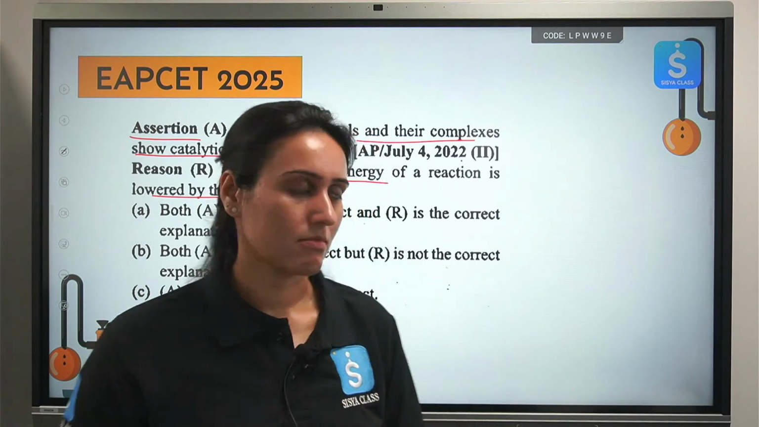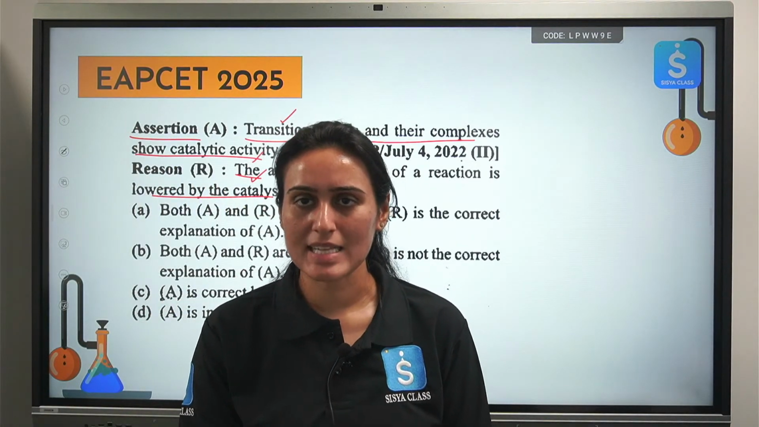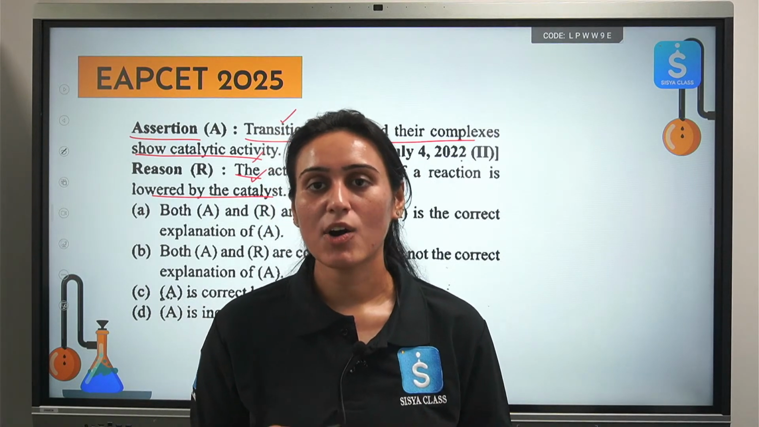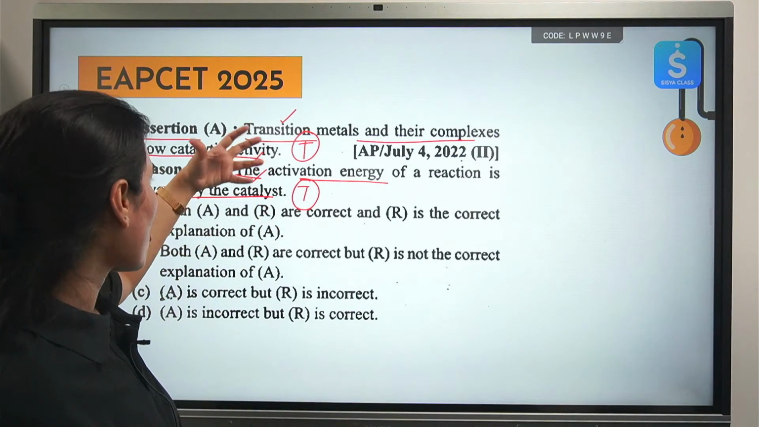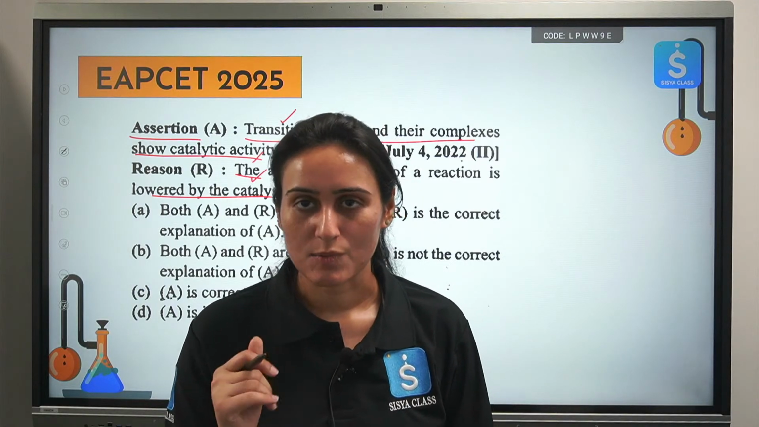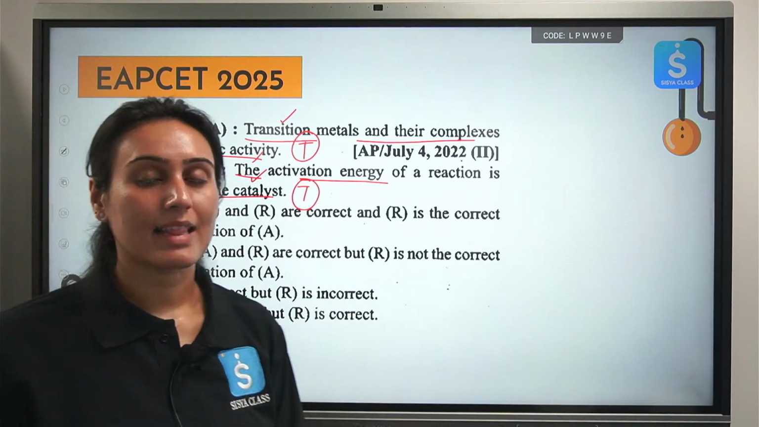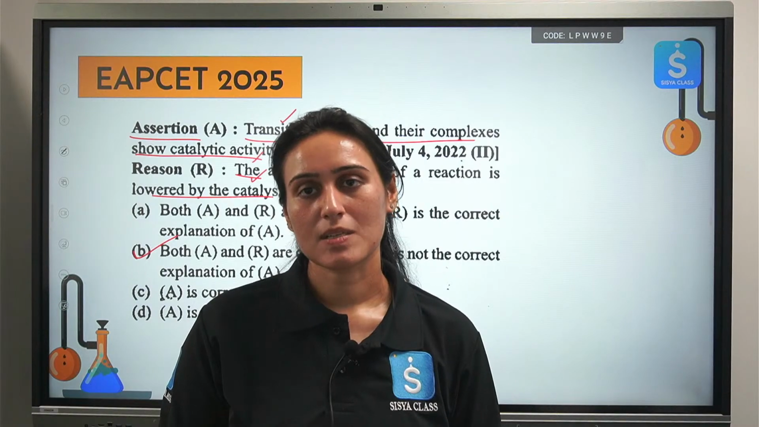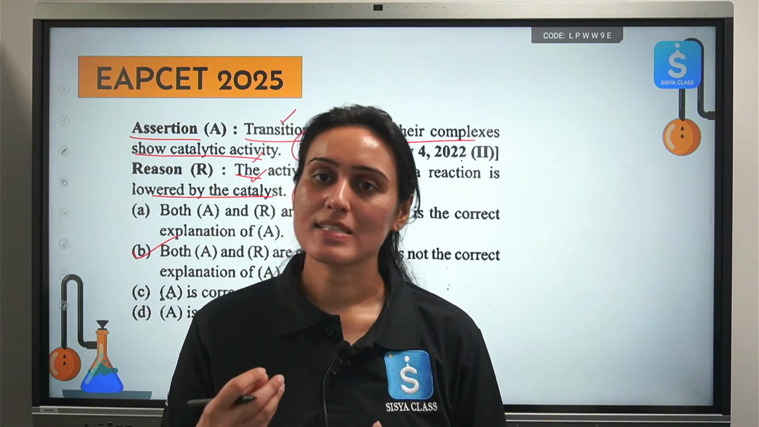So the statement is correct that yes, if you are talking about a catalyst, if it is a positive catalyst, it will decrease the activation energy, it will change the mechanism of the reaction, and that is how it will increase the rate of reaction. Okay, but this reason is not the correct explanation of assertion. This is what we are concerned with. So your correct answer will be both assertion and reason are correct, but reason is not the correct explanation of assertion. It is not explaining why transition elements, they show catalytic activity. The reason should have been variable oxidation state.